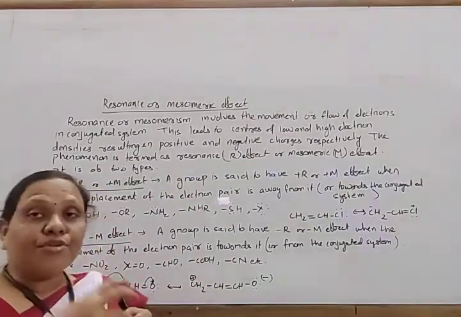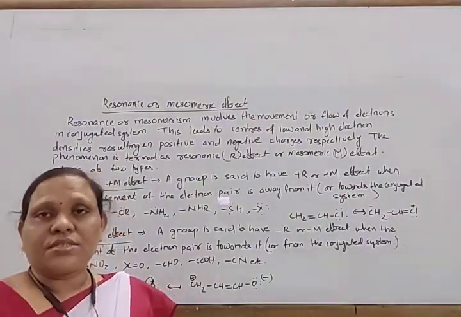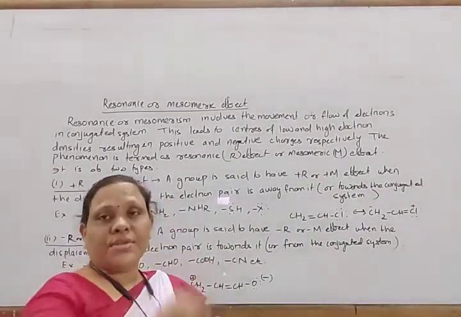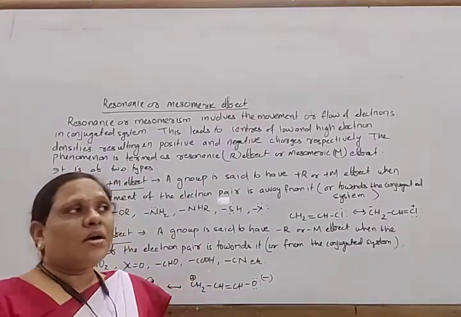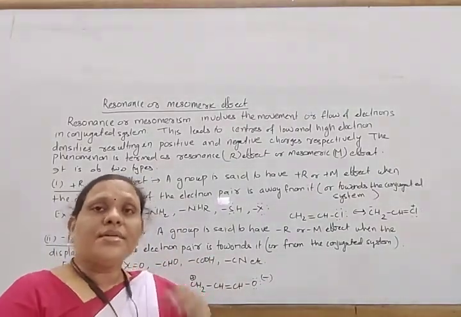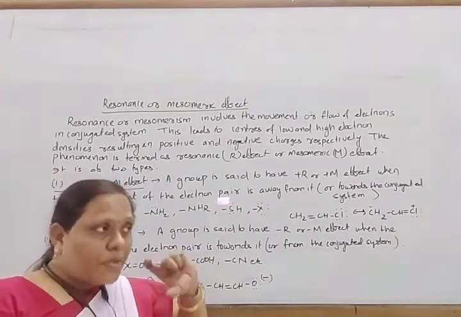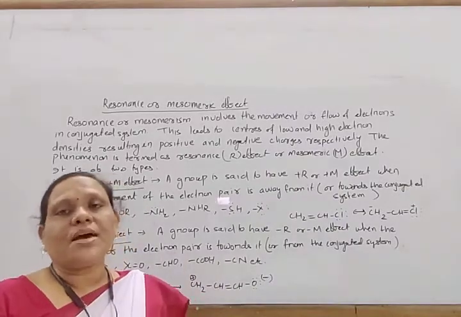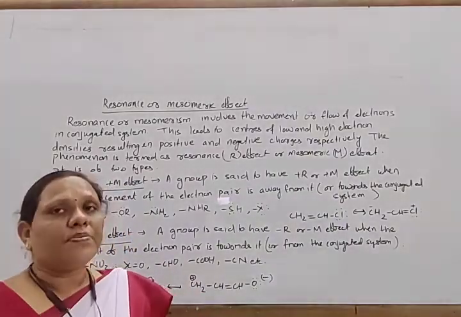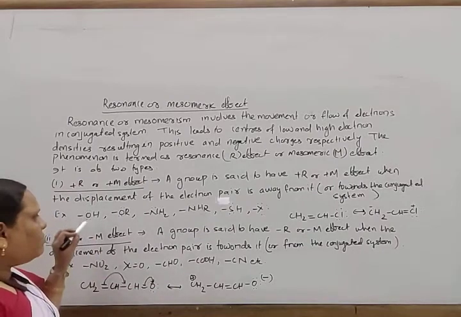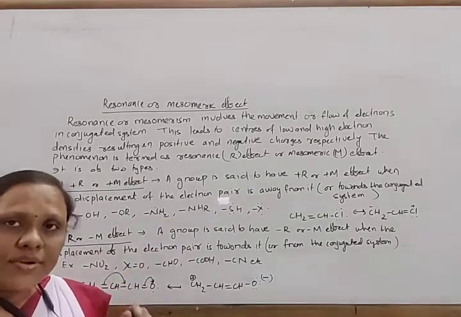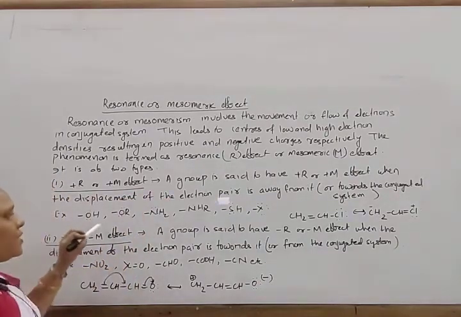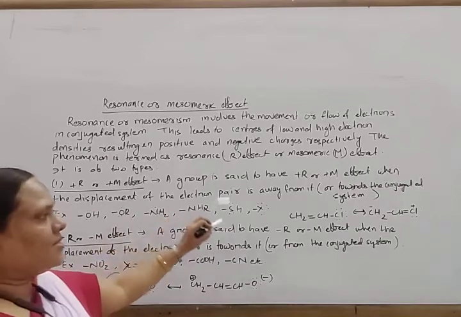So plus R effect: if a group is attached to a conjugated system so that it gives electron to the conjugated system, then that effect is known as plus R effect. Or if electron displacement takes place away from the group, then those groups are plus R groups, and that effect is called plus R effect. Any atom having an unshared pair of electrons or having negative charge generally exhibits this plus R or plus M effect. OH group, OR, NH2, NHR, SH, X.